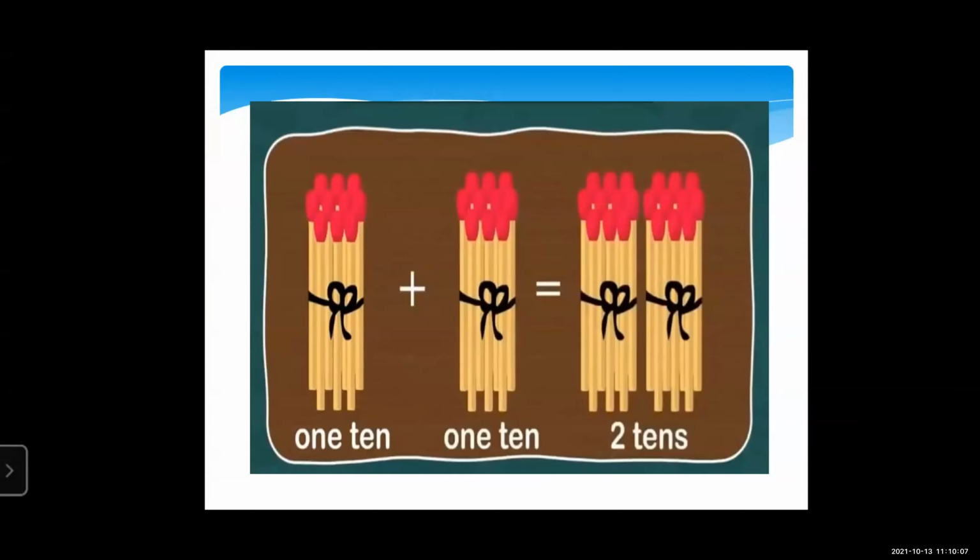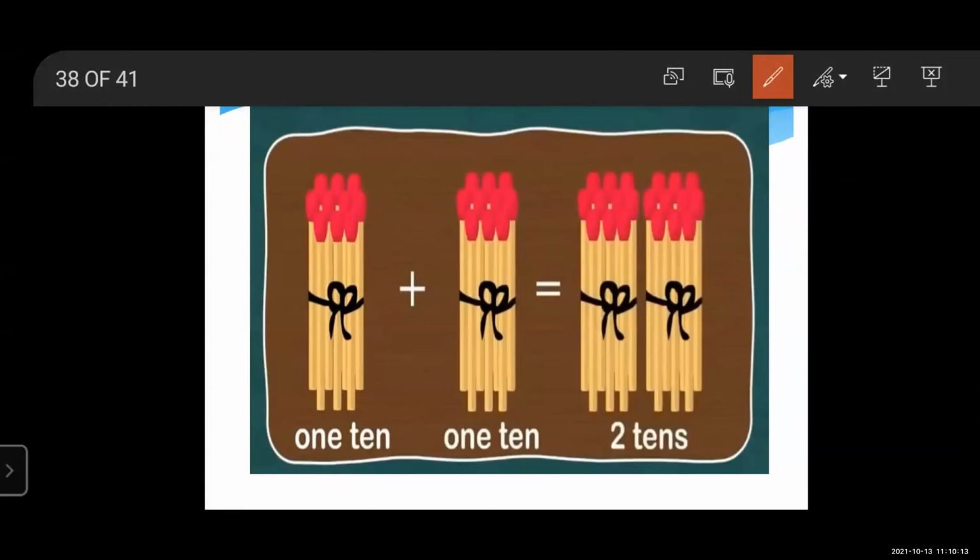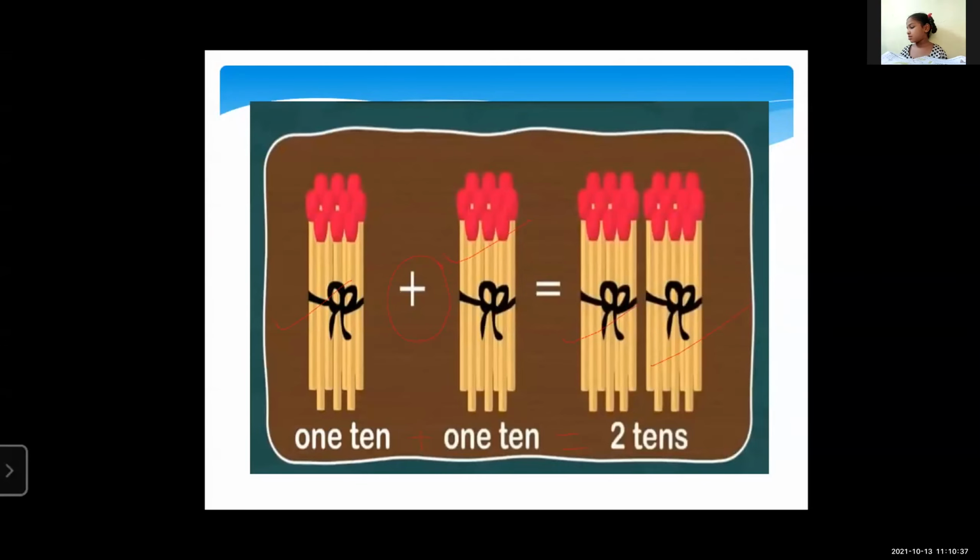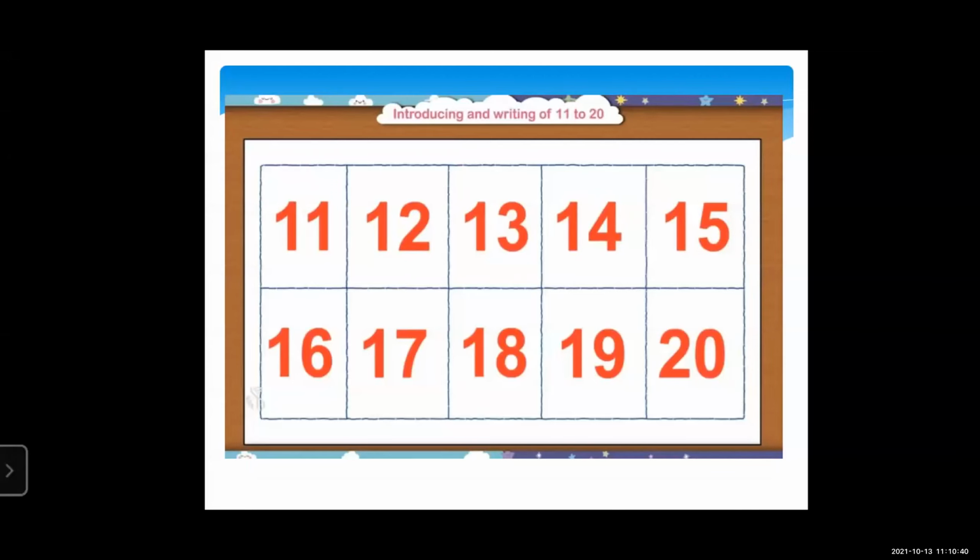Yes, see. In this picture, there are sticks. In the first bundle, there are 10 sticks. That is 10 plus, this is a plus sign, and this also 10. So 10 plus 10 is equal to 2 tens. 2 tens means 20. Remember that thing. So students, today we learned 11, 12, 13, 14, 15, 16, 17, 18, 19, 20 numbers.